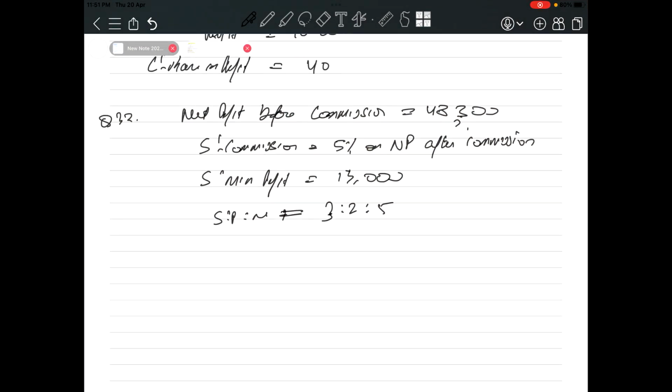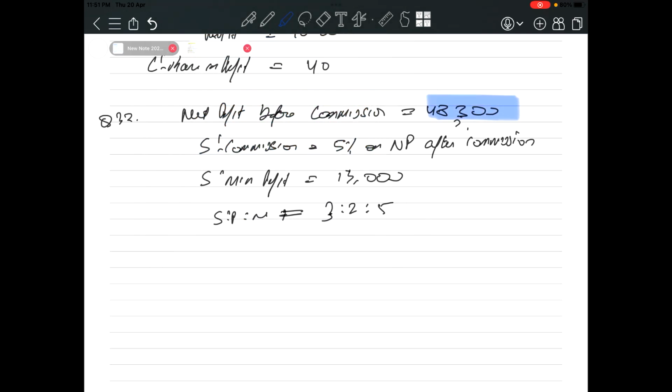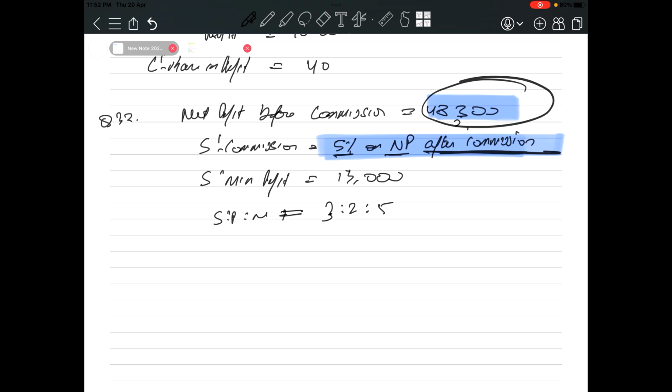Okay, now what has the question given us? The question has given us the net profit before commission. Now S is to be paid commission of 5% on net profit after charging the commission. Okay, after charging the commission, which simply means what will happen? This is the net profit before charging any commission. They have been allowed commission of 5% after charging commission on this amount.